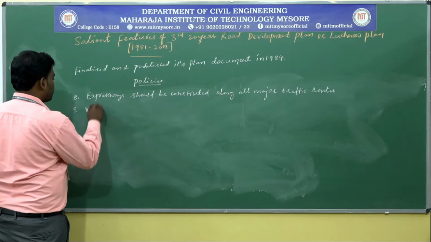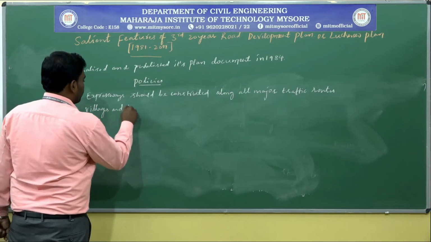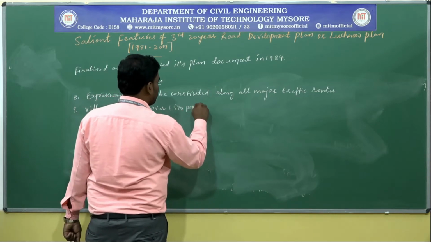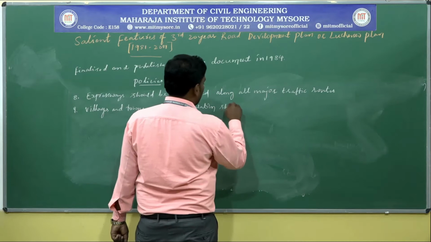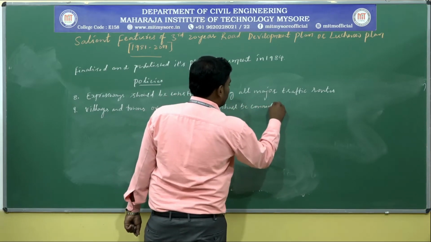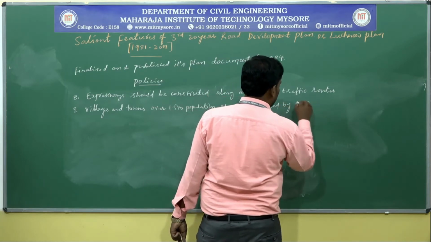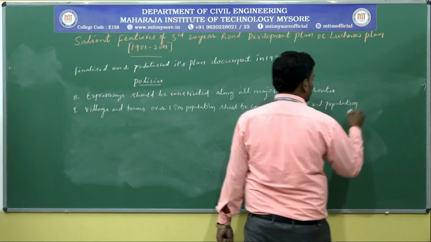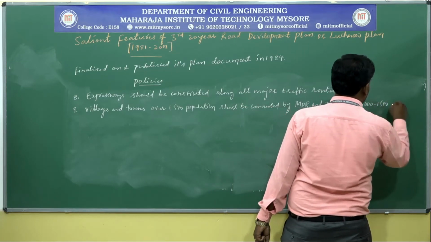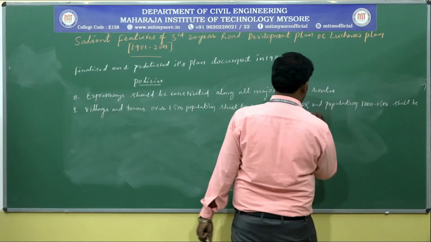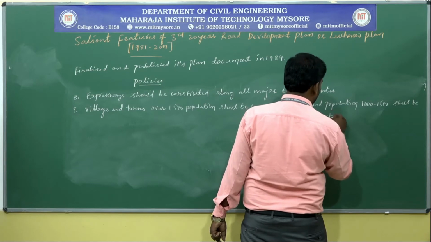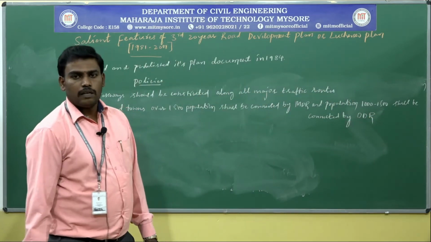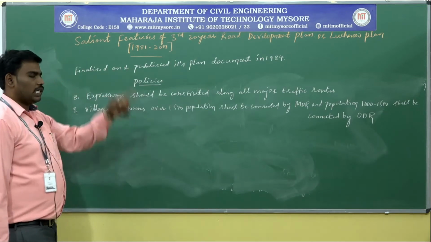Means villages and towns over 1500 population shall be connected by MDR, that is major district roads, and population 1000 to 1500 shall be connected by other district road, that is ODR. This is the 9th policy of the third 20-year development plan.